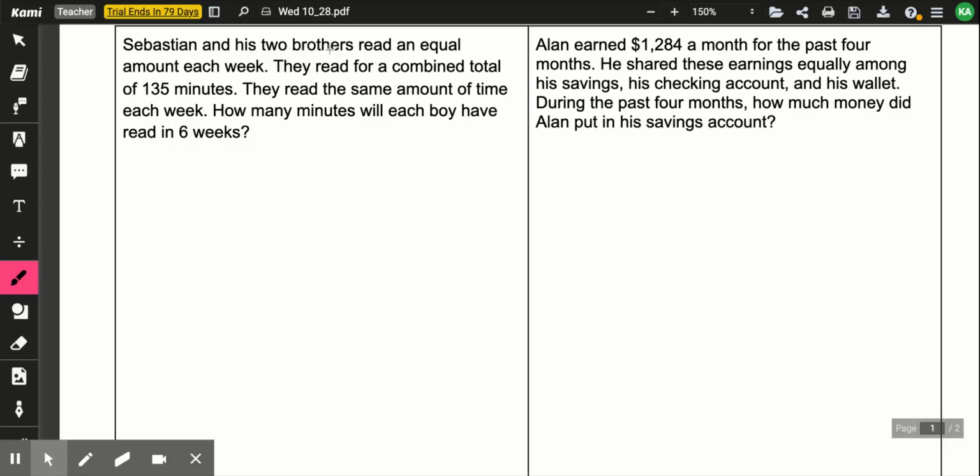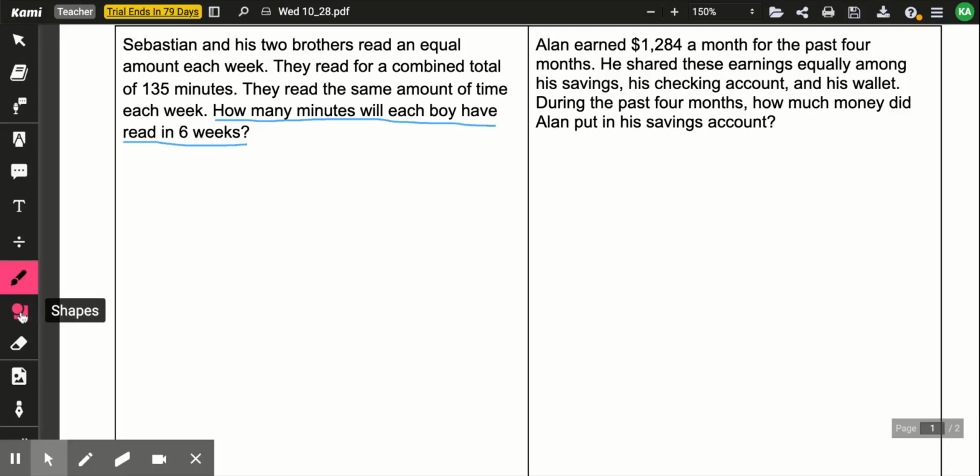Sebastian and his two brothers read an equal amount each week. They read for a combined total of 135 minutes. They read the same amount of time each week. How many minutes will each boy have read in 6 weeks? So I'm going to underline the question. How many minutes will each boy have read in 6 weeks?